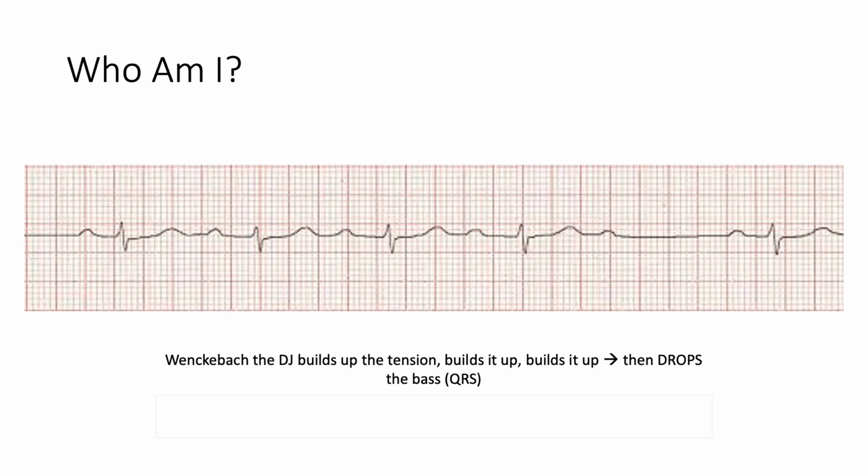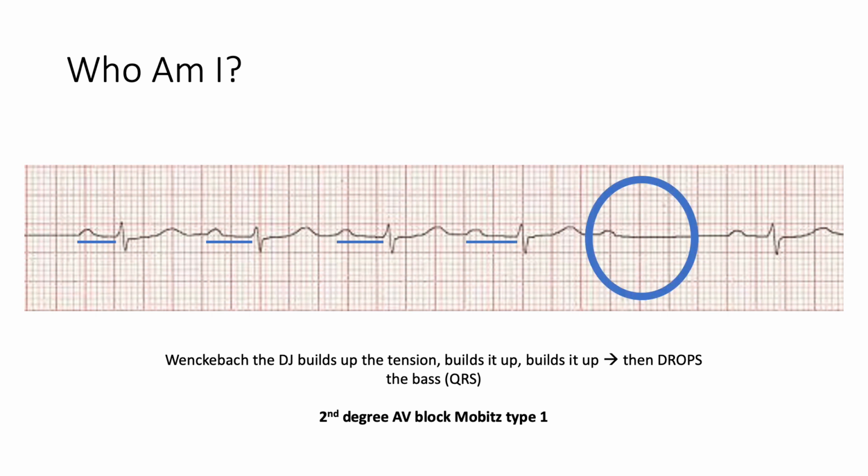So this is Wenckebach, the DJ. A good way to remember it is they build the tension, so it's shorter, and then it gets longer and longer and longer as you're building, and then it just drops. So they drop the bass. And this is your second degree AV block, Mobitz type 1, which is the Wenckebach. So this is it getting longer, and then it just drops.